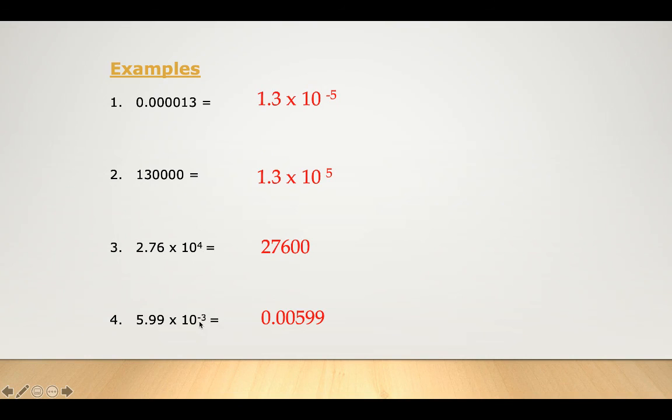But in this case, it's a negative exponent. So this number needs to become smaller, right? So how many spots am I going to move it? I look at my exponent. That's 3. It's negative. So I need to make this smaller. So I'm going to move it to the left. 1, 2, and 3.